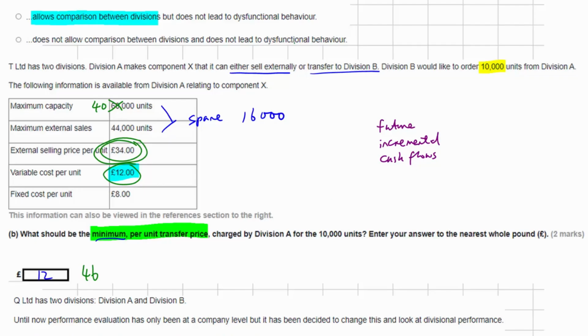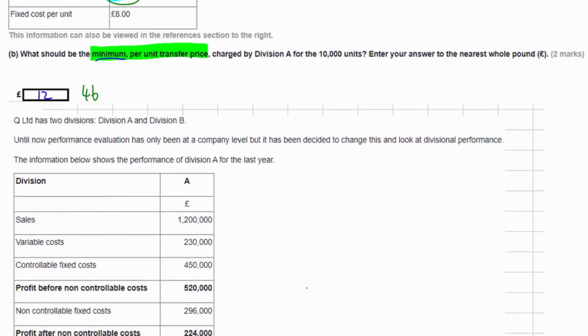Notice though that the fixed cost per unit, because that's not incremental to our decision, would still be ignored. Let's move on then to the next part of the question.